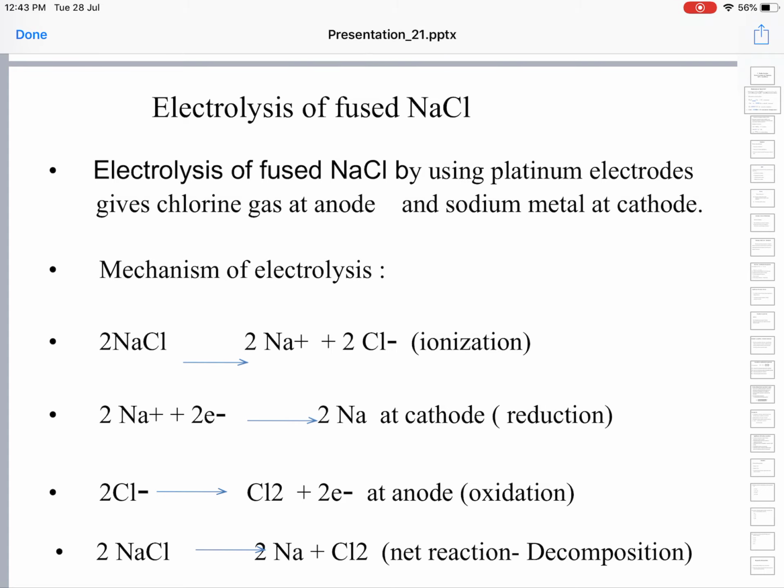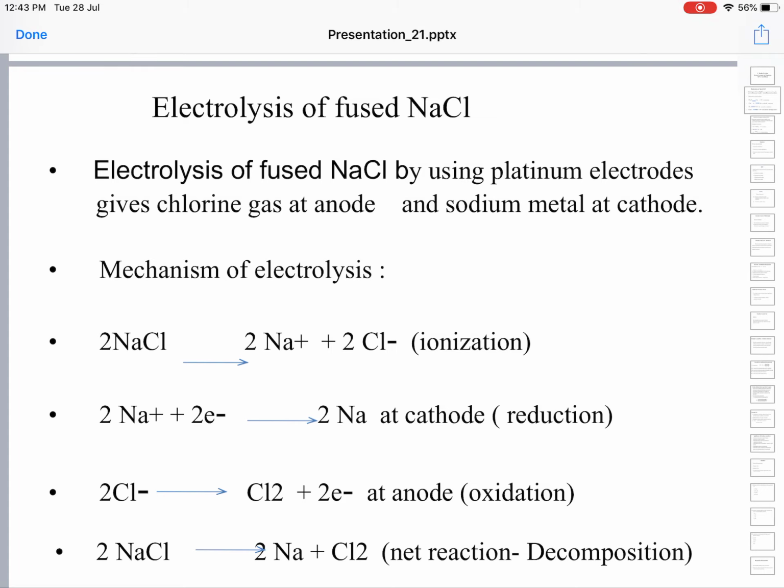Say sodium chloride solid is taken. If it is heated in a quartz vessel to a very high temperature, it turns from solid state to liquid state because of the breakage of the bonds between the ions. Now these ions are free to move. So electrolysis of fused NaCl is done.